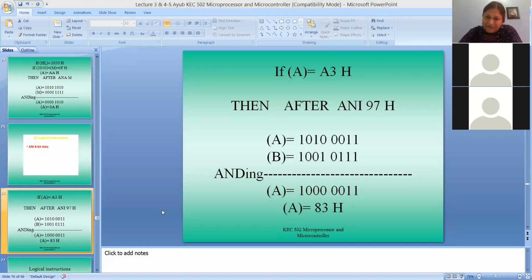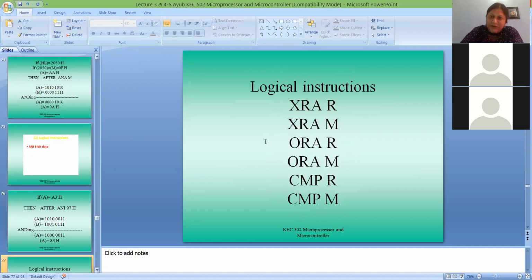So ANDing can be done with a register, ANDing can be done with memory contents, and ANDing can be done immediately. Similarly, you can do ORing and other logical operations also, like you can do XOR, that is XRA R. XORing can be done with any register content, any register. XORing can be done with M. ORing can be done with any register. ORing can be done with M. And these are the two other instructions, CMP R and CMP M.